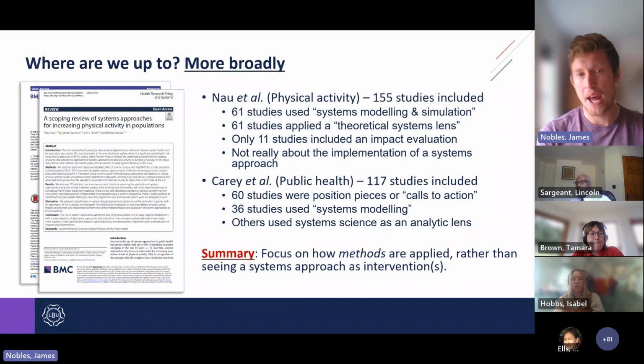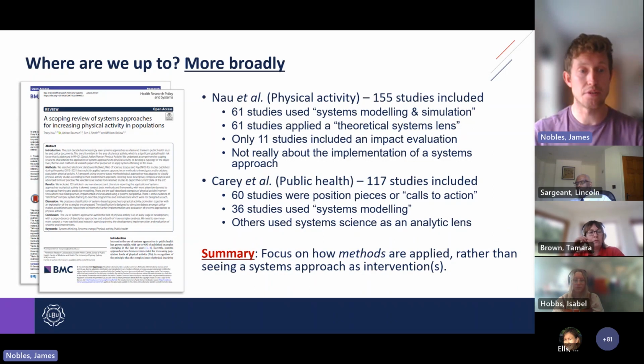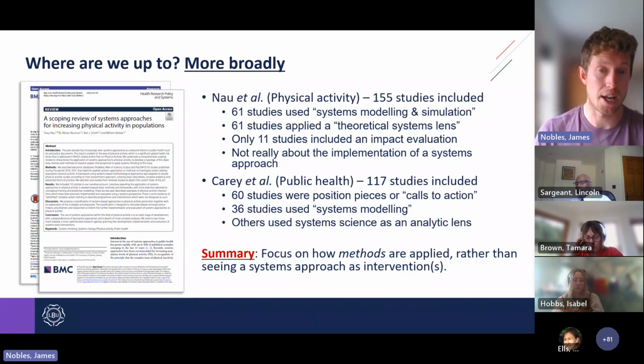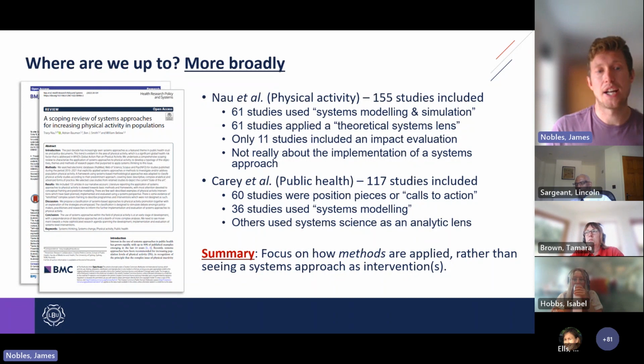Other papers too were using systems thinking or systems science as a bit of an analytical lens. So they might have undertaken some qualitative work to evaluate potentially a more traditional public health intervention, but they did that through the lens of a complex adaptive system. They might have been looking at, I don't know, feedback loops. They might have looked at some of the non-linearity, etc., around a particular intervention. So really, we are very much lacking good quality evidence around the implementation and the evaluation of these kinds of approaches.